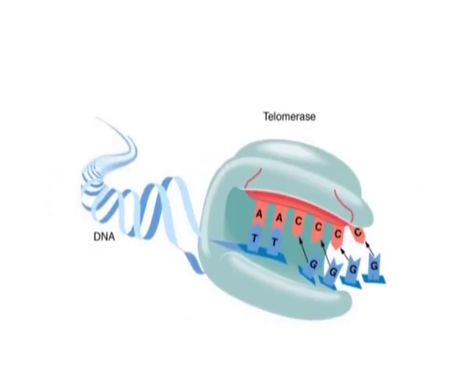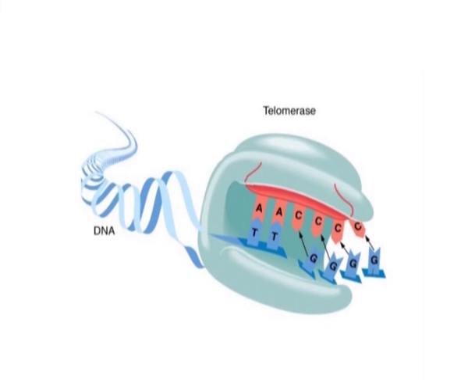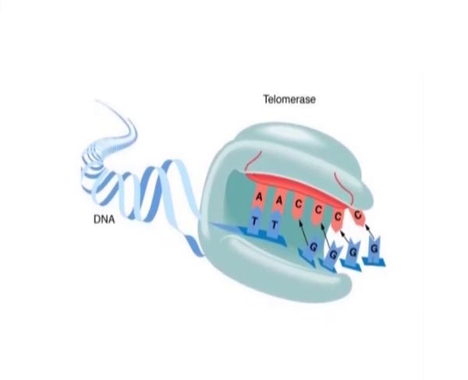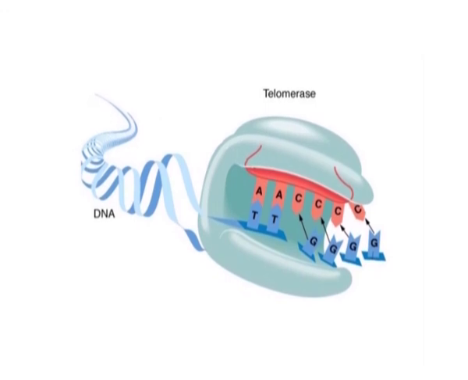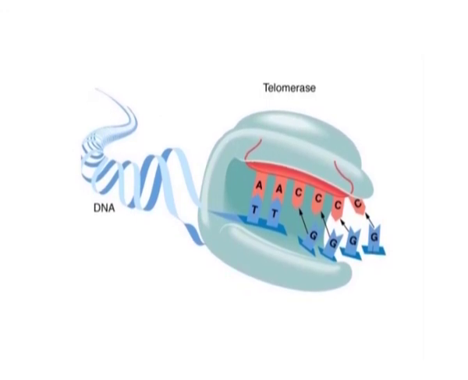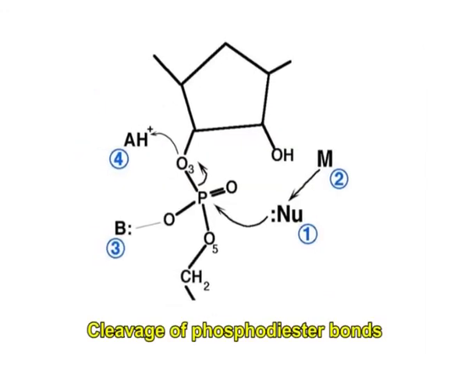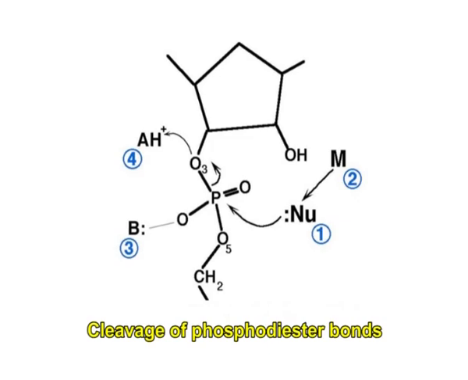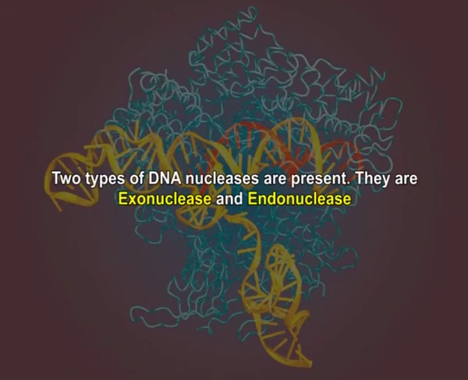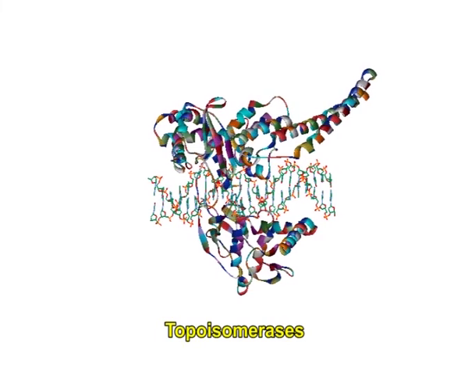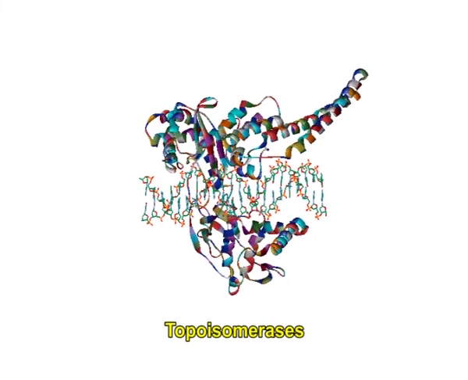Telomerase enzyme, also known as a ribonucleoprotein, adds nucleotide repeats to the 3' end of the DNA strands in the telomeric regions which are present at the ends of eukaryotic chromosomes. The cleavage of phosphodiester bonds is catalyzed by DNA nucleases. Two types of DNA nucleases are present. They are exonucleases and endonucleases. Topoisomerases are enzymes that determine the overwinding or underwinding of the DNA molecule.